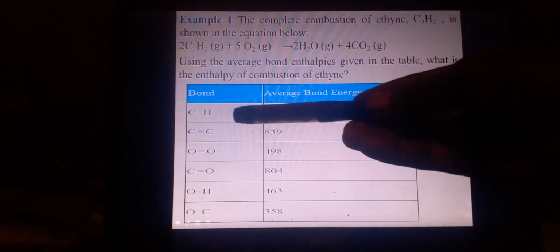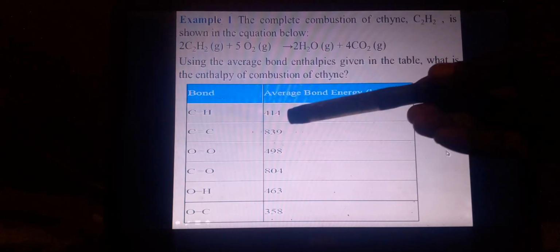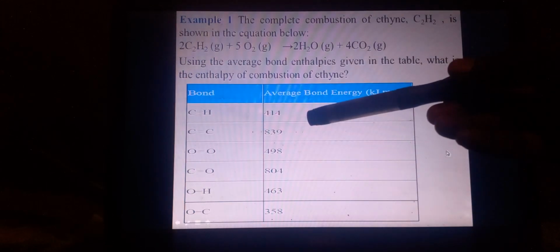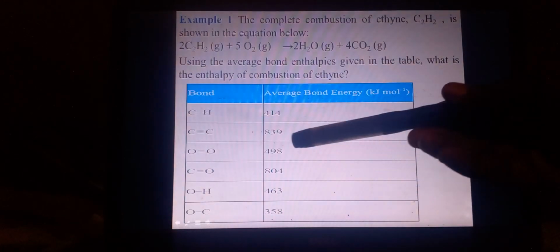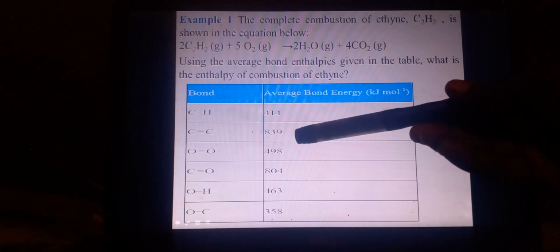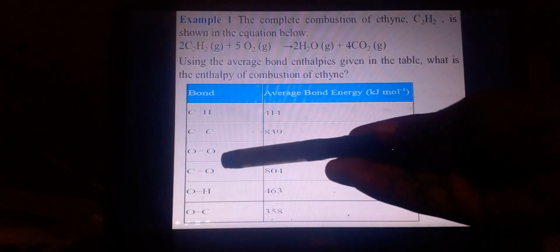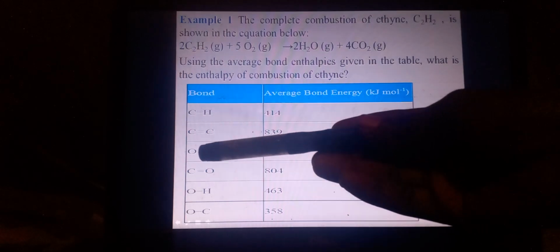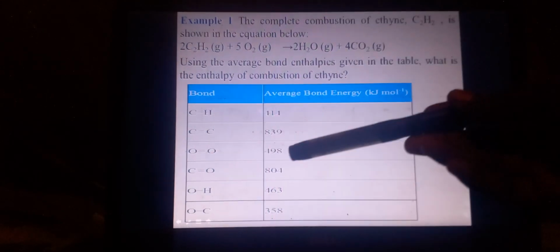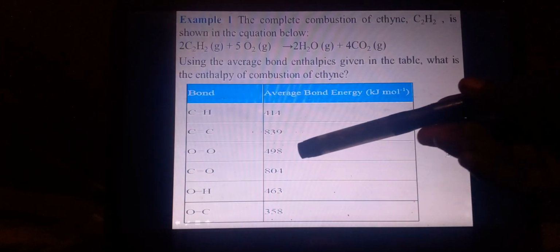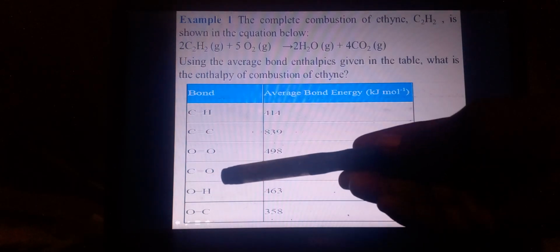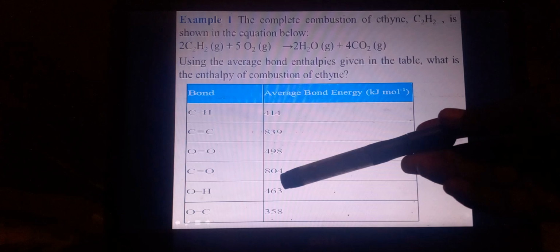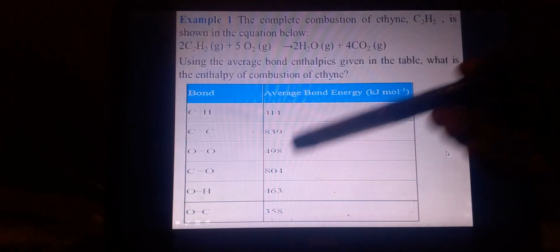To break 1 mole of carbon-hydrogen bond, you require 414 kilojoules of heat. To break 1 mole of carbon triple bond carbon, you require 839 kilojoules of heat. To break 1 mole of oxygen double bond, you require 498 kilojoules of heat. To break 1 mole of carbon oxygen double bond, you require 804 kilojoules of heat, and so forth.